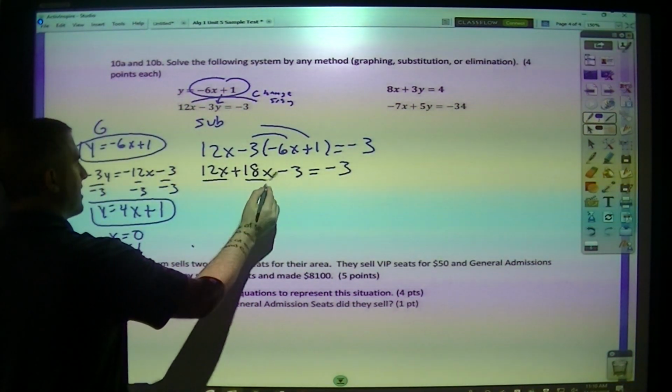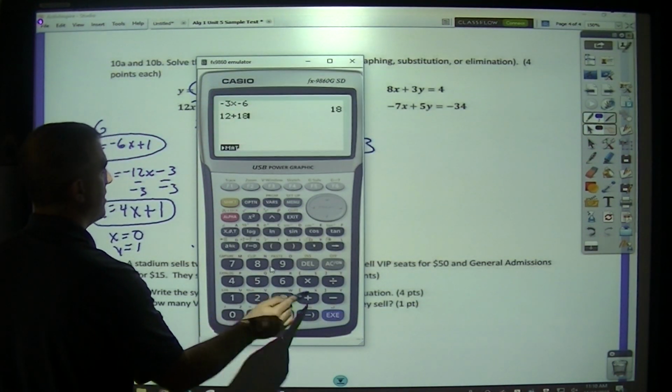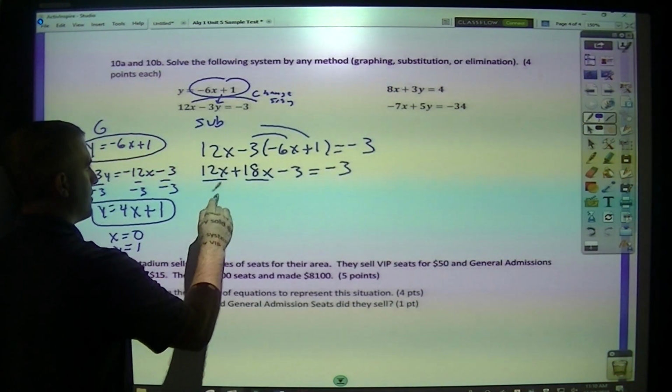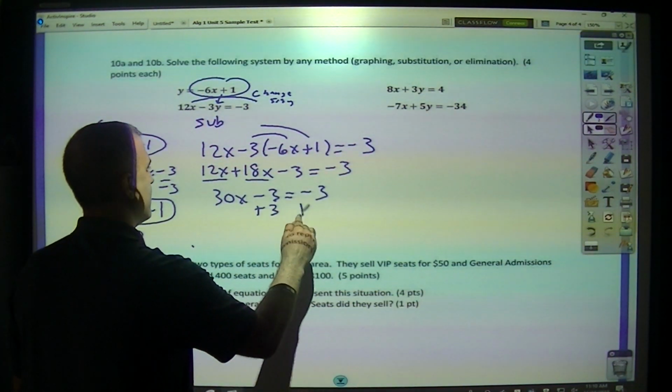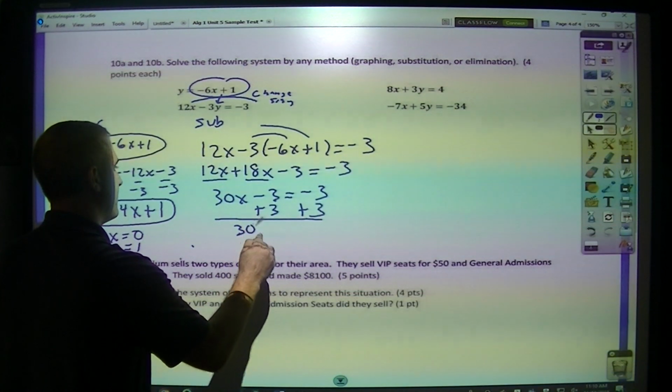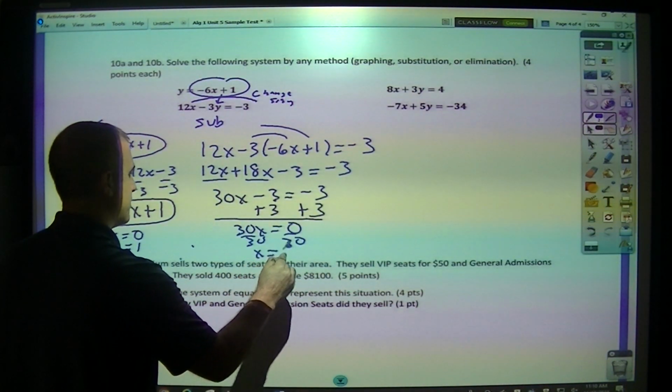I would combine these guys. 12 plus 18 is 30. So 30x minus 3 equals negative 3. I would add 3 to this side. I got 30x equals 0. If I divide by 30, 0 divided by 30 would just be 0.